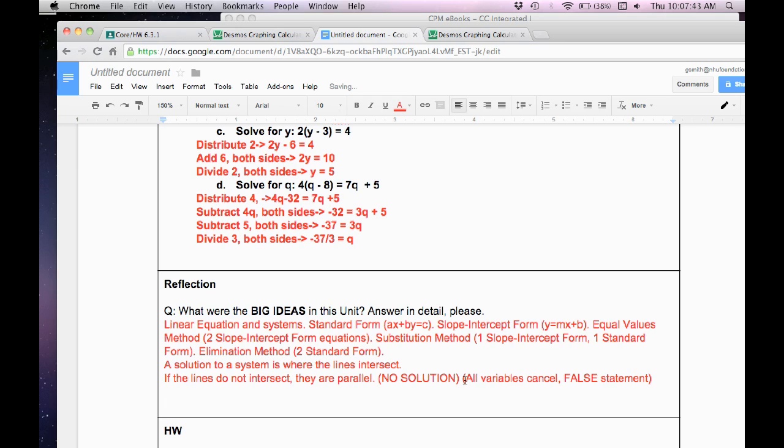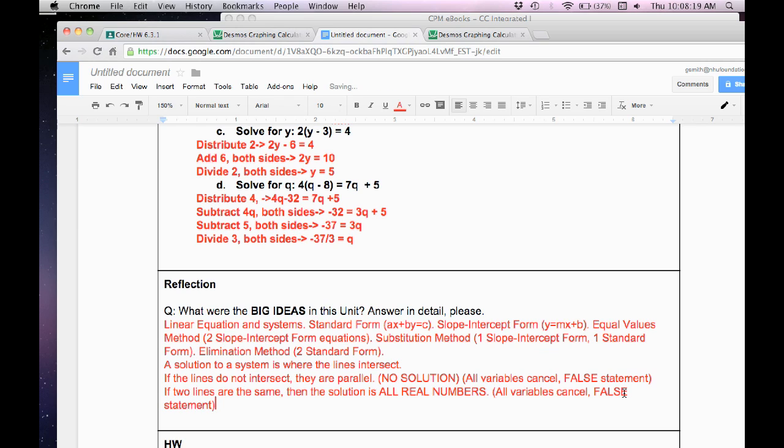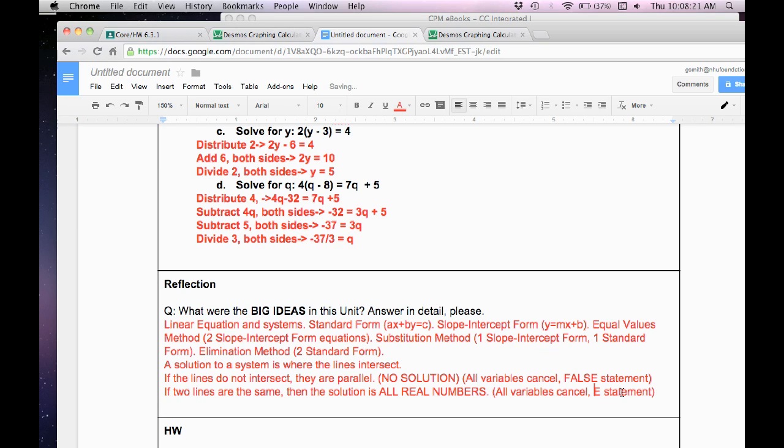Okay, and then of course, if 2 lines are the same, then the solution is all real numbers. And that would be like the same as all variables cancel. The only difference is that if all the variables cancel, you're able to eliminate them all. But instead of getting a false statement, you get a true statement.